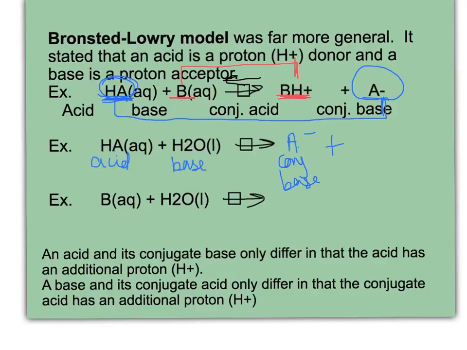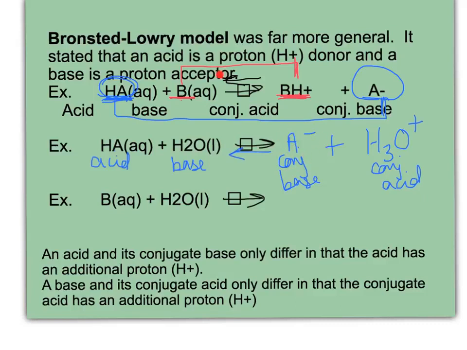Then we have water, which is a base. According to the Bronsted-Lowry definition, a base is a proton acceptor. That means it accepts the H+ that was given off by the acid. And so if H2O accepts an H+, you'd add H2O and H+, so you would get H3O+. So this would be my conjugate acid.